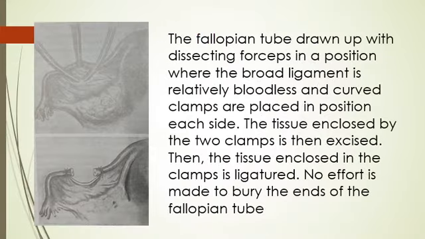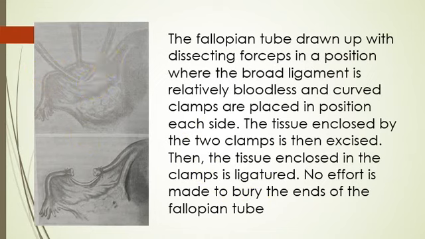This is another tubectomy which is almost similar to the Parkland method, though the name has not been given. In this we put 2 clamps. First we have, of course, identified the avascular area, and this is drawn up with a dissecting forceps. And where it is avascular, the curved clamps are put in a V-shape, and the tissue enclosed between the 2 clamps is then excised, and the tissue enclosed with the clamps is ligatured. That is, on this side 1 stitch is put, and on the other side a stitch is put.